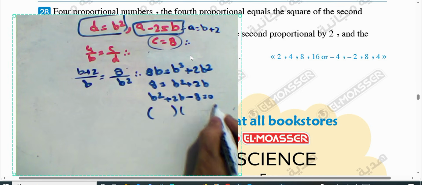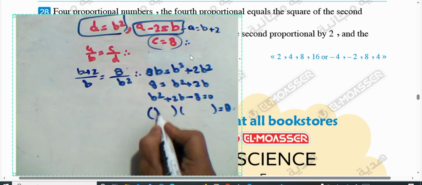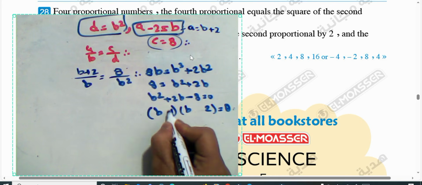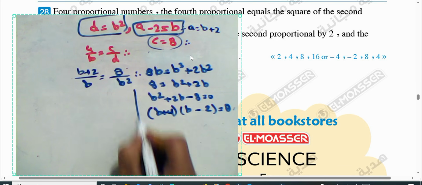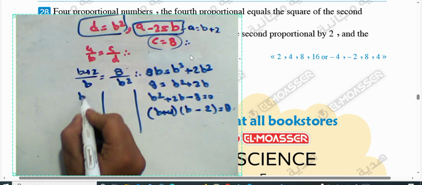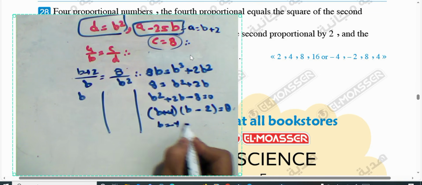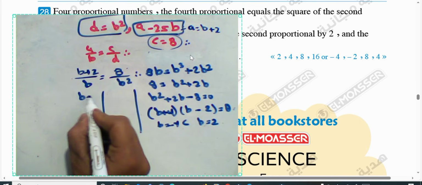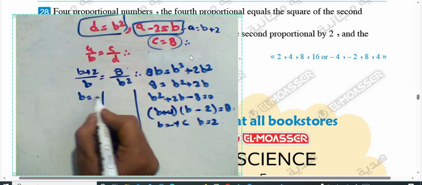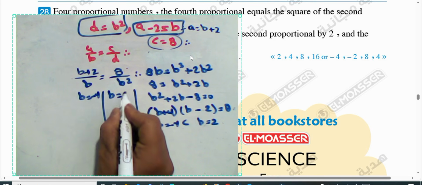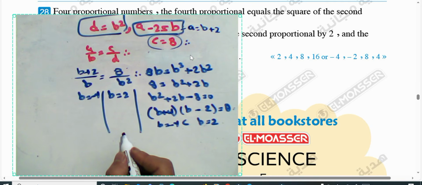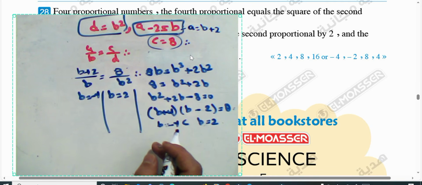Right here, B times B, power 2. 2 times 4 equals 8, and the greater number goes like the middle, positive, and then negative. Then we have two solutions. B plus 4 equals 0, then the value of B here will be negative 4, or B will be equal to 2.